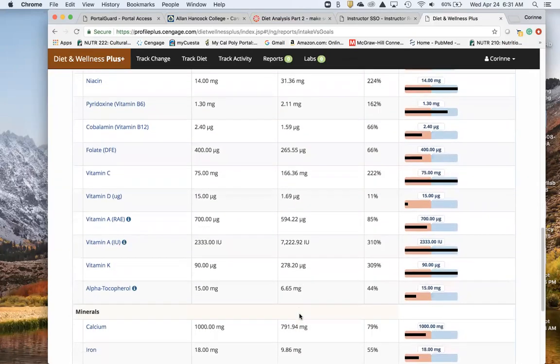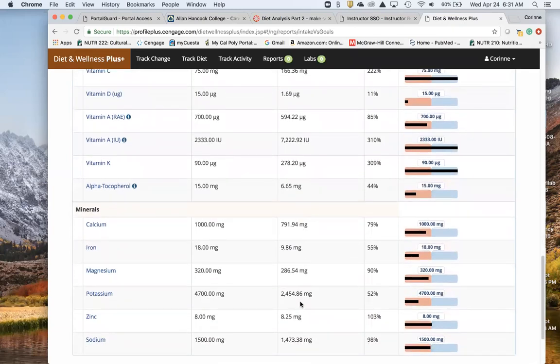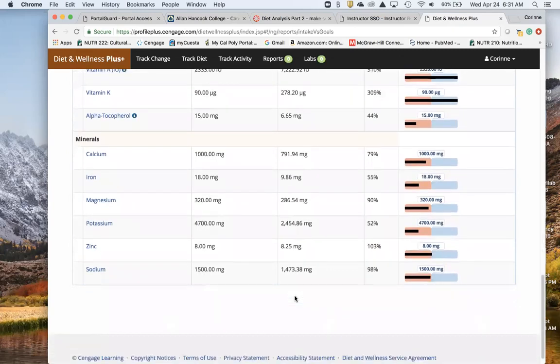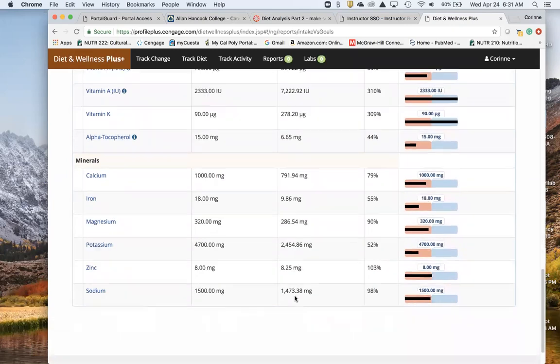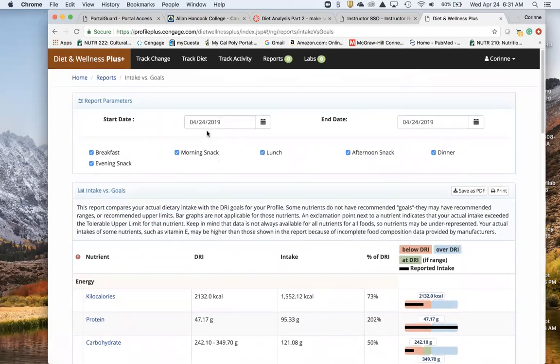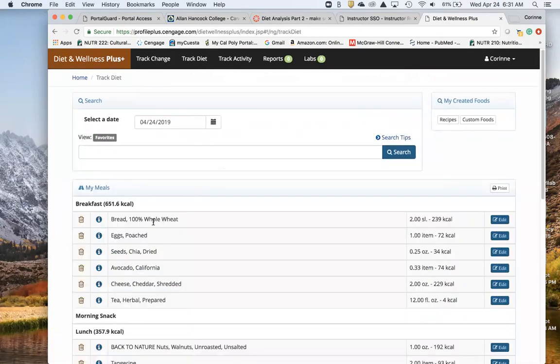Other vitamins that we're going to look at: calcium. I was at 79% of my calcium, so that's not enough. Only 2,400 of my potassium, also not enough. Sodium, I did good on. I didn't exceed my limit on sodium. So pretty much what this shows is even though I planned what I thought would be a healthy diet, it's not perfect for me. And so I have to go back and change this a little bit.